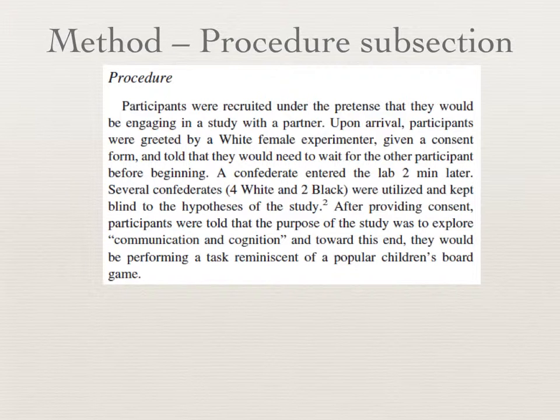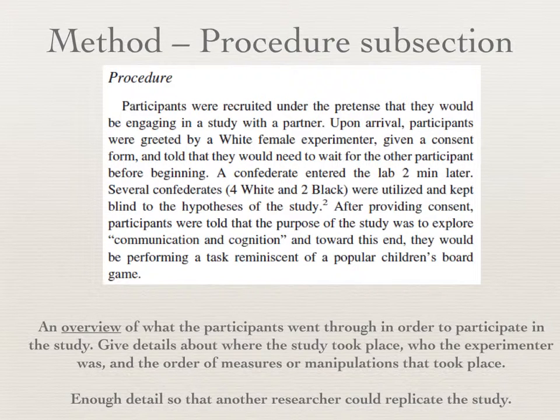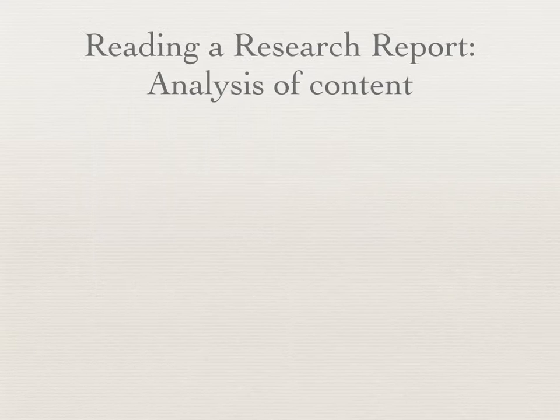So they talk about the participants, how they were recruited, what they were doing, that the confederate entered the lab, how many minutes, and the demographics of the confederates. This was a study looking at race and opinions about things. Again, it gives an overview of what the participants went through to participate in the study. It tells us where it took place, who the experimenters were, and the order of the measurements and manipulations. And there's enough detail, not necessarily in this paragraph, but in the procedure section as a whole, that I could go back and replicate this study.